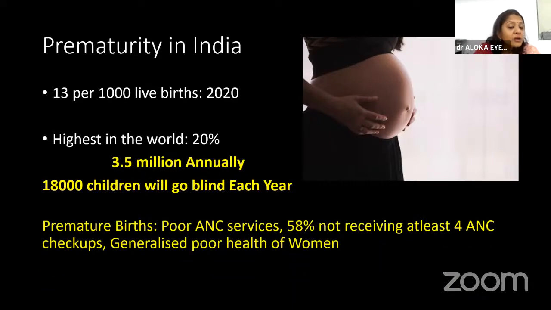Now, where are we? In India, we still have poor ANC services. 58% of women in our country still do not take at least 4 antenatal checks. So with generalized poor health of women, we have more premature births happening, and poor maternal health causing even worse ROP.